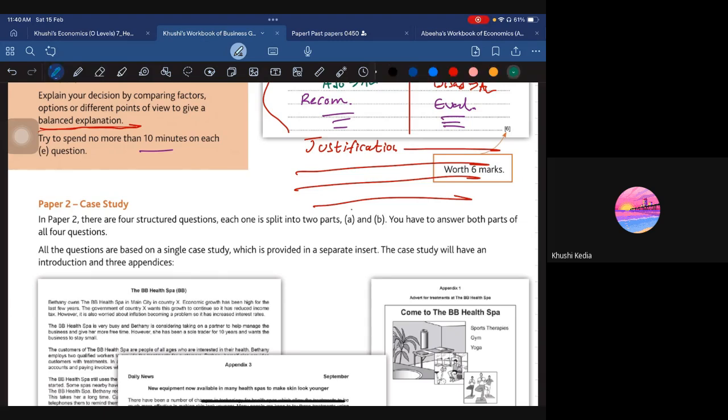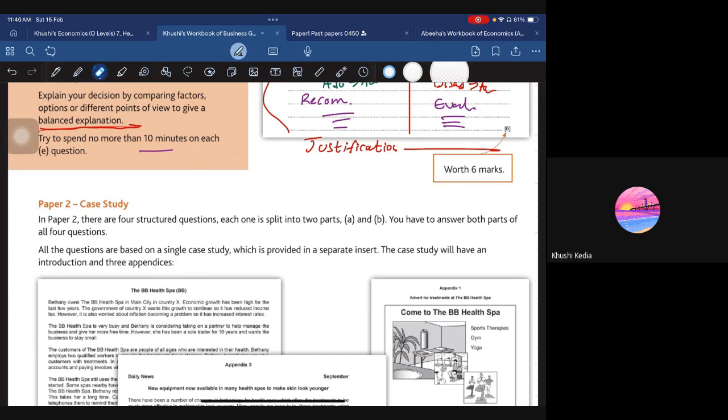Let me just write certain things for paper two. Sir, I had one question for paper two. In school, my teacher was talking about the 12 markers, where you have level 1, level 2, level 3. Could you explain that as well? Yes, I will.